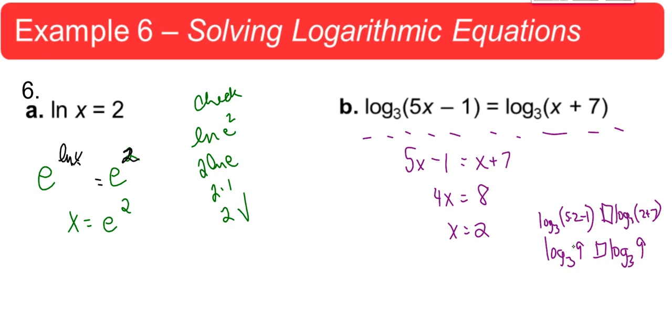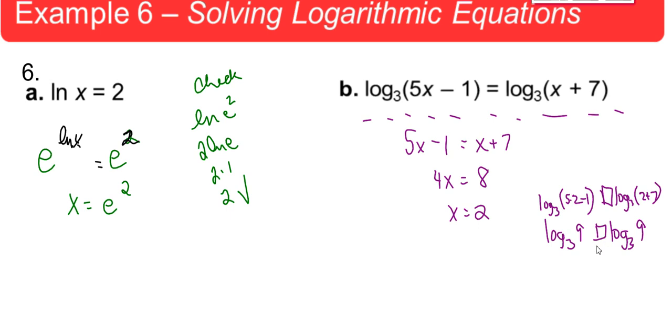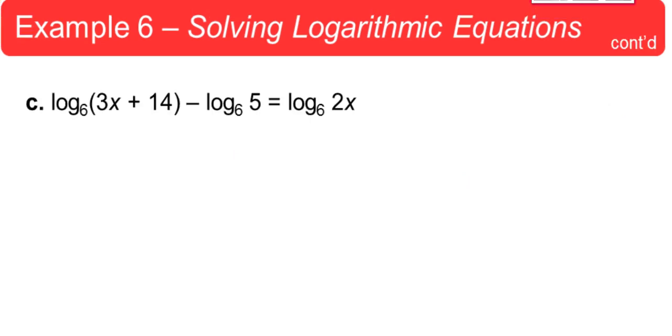Keep in mind, if we had gotten -9 in one or either of those, even if they were both -9, that would not have worked. So this one worked out, so we're good to go. Now, letter C is on the next slide. If you want to pause this and try it, go ahead and see how you do.